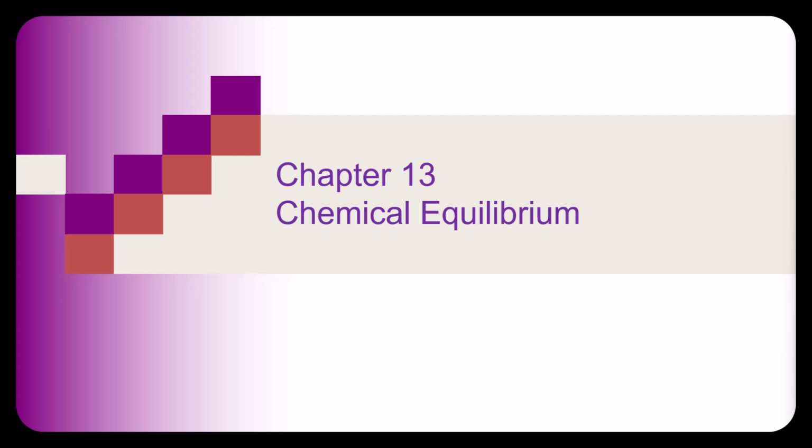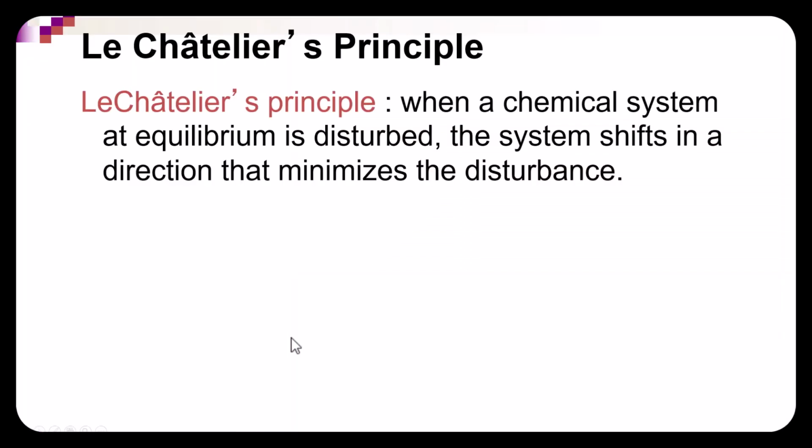What we're going to do today is what happens if we mess up that equilibrium? What happens if we change something? What changes? So it will establish a new equilibrium, but that equilibrium will look a little bit different. So the principle that we're going to talk about here is something called LeChatelier's principle. So when a chemical system is at equilibrium and it's disturbed, the system will shift in a direction to minimize that disturbance.